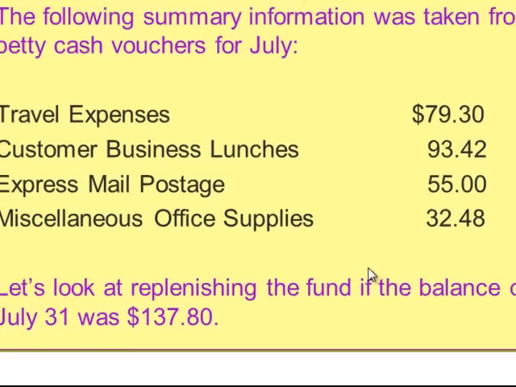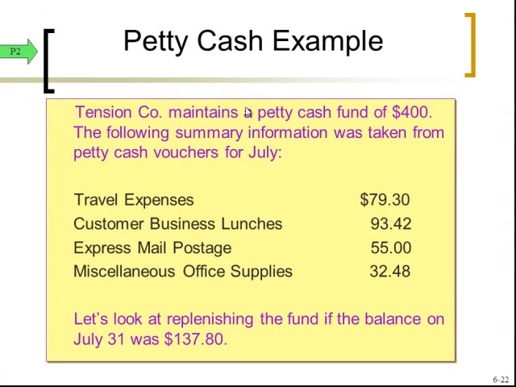So here's a petty cash example. Tension Company maintains a petty cash fund of $400. The following summary information was taken from petty cash vouchers for July. So all these expenses we had. The balance on July 31st is only $137.80, where we want it back to $400. So we need to replenish the fund. Here are all the expenses we have.